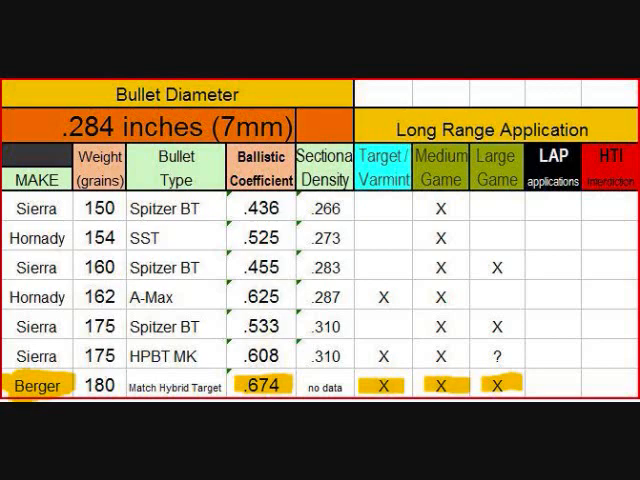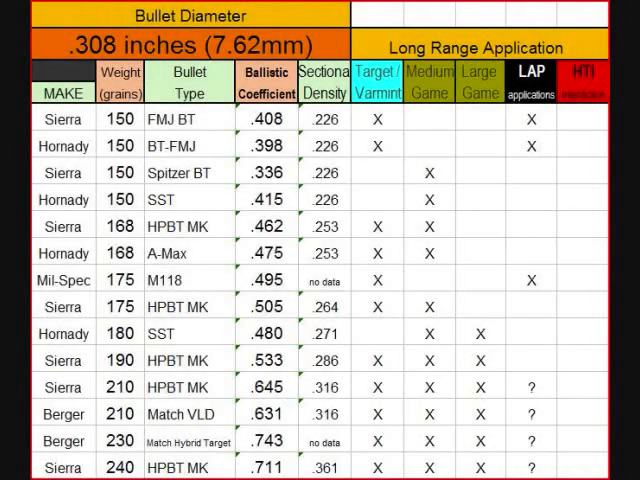All right, let's go down to the 30 cals. Okay, now we're starting to see some full metal jacket boat tails here. The 150 grain full metal jacket boat tail is kind of the standard NATO loading that they use in the big battle rifles. That's got a ballistic coefficient of .408. And 30 caliber, again, like your 7mm, had a real strong ballistic coefficient. They're excellent at long range potential.